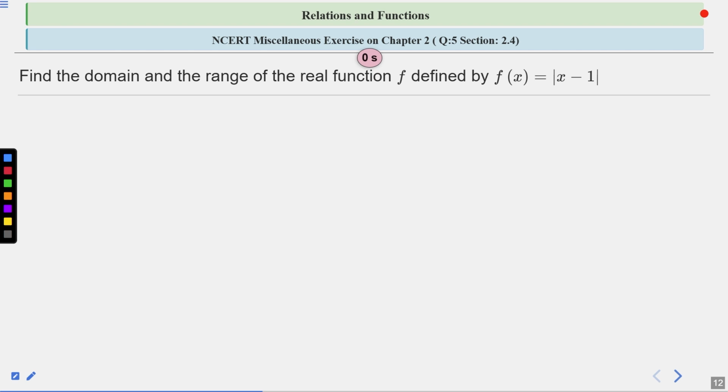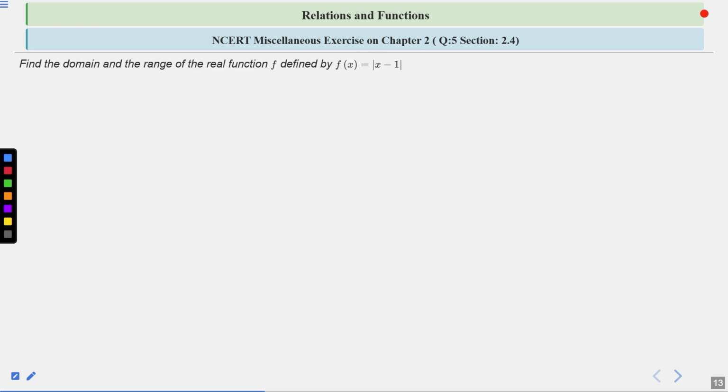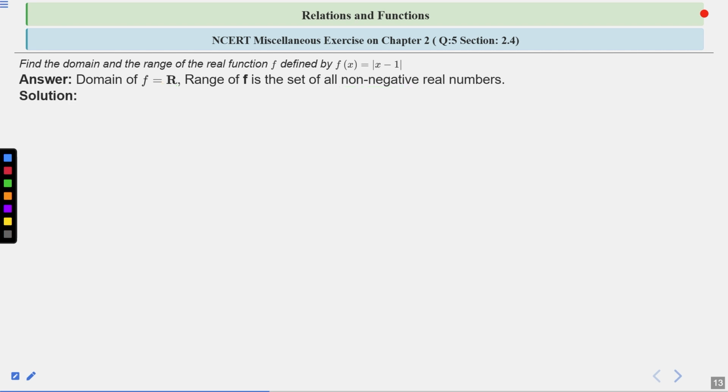The time is up. Quite a simple problem, as we have already learned about the modulus function. So the domain set is going to be the complete set of R, and the range is a set of all non-negative real numbers. In terms of intervals, the set is going to be half-open, closed at 0, open at infinity. So how are we getting our domain and range?